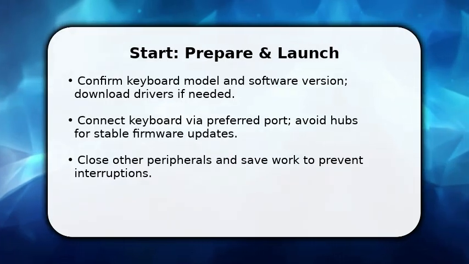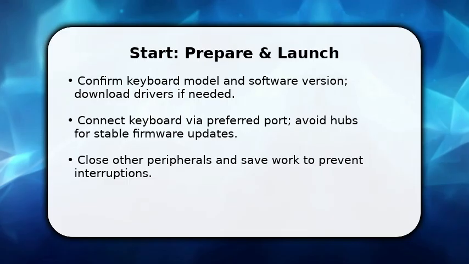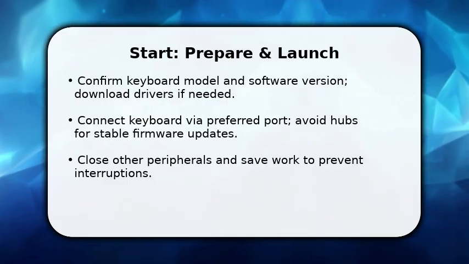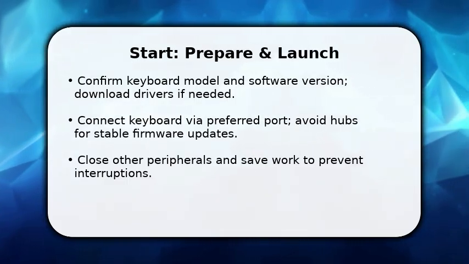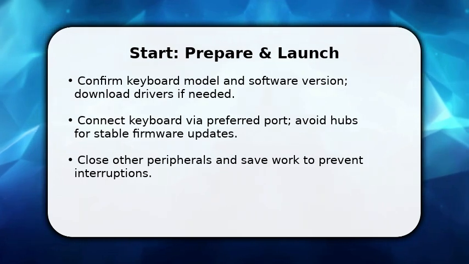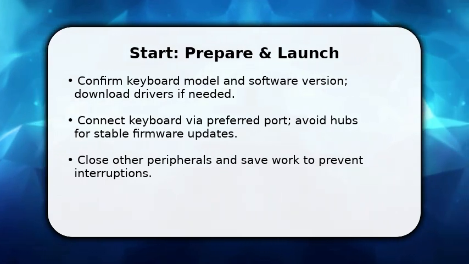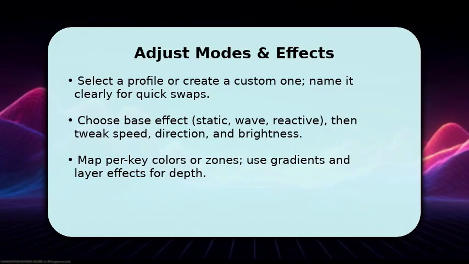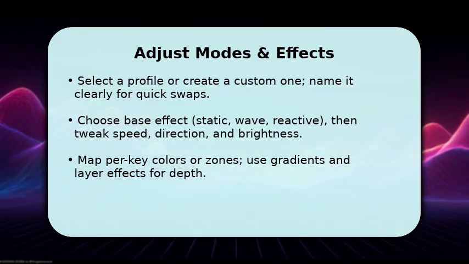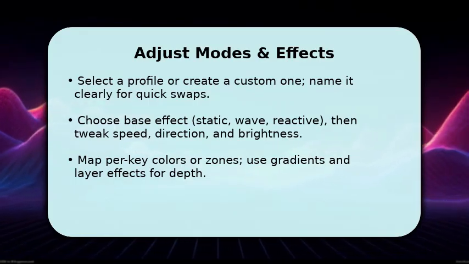You'll open the app and locate the Lighting or RGB tab. This first step gives you the interface and permissions required to change profiles and avoid conflicting system controls. You now choose or create a profile because profiles let you switch between setups quickly for different games.